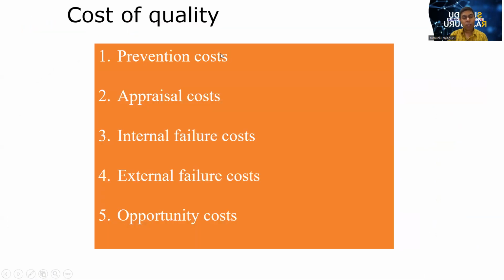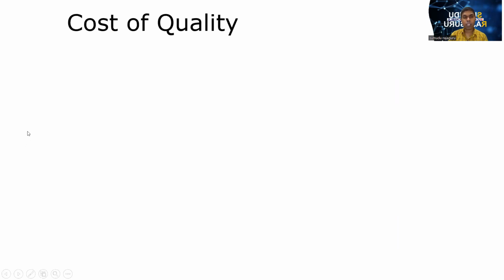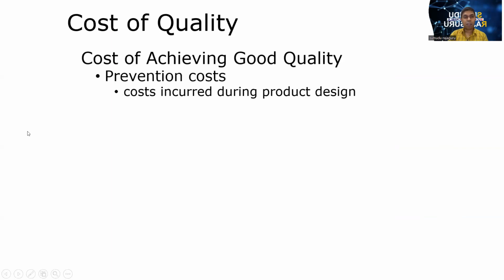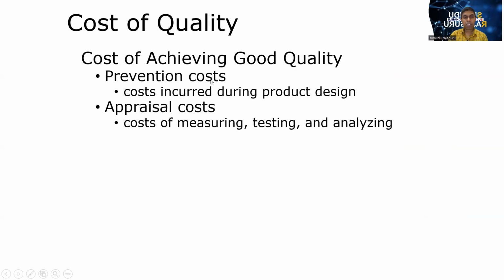When we talk about the cost of quality, there are 5 categories: prevention cost, appraisal cost, internal failure, external failure, as well as opportunity cost. Then prevention and appraisal cost we can categorize under the cost of achieving good quality. That means we are spending this money to achieve good quality.